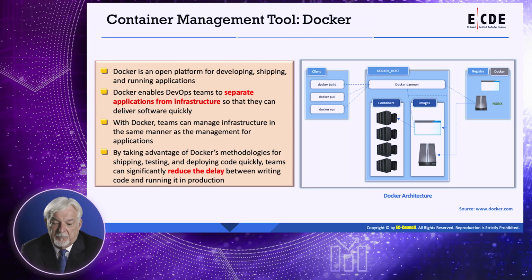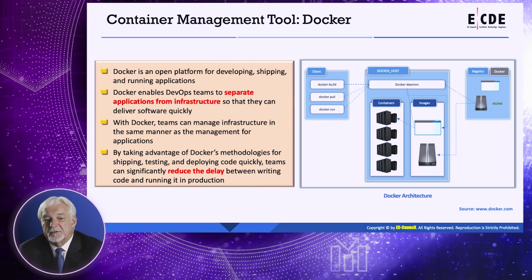Container management. When we talk containers, they're basically pared down environments for things to run in, applications or things like that. And one of the great container management tools is Docker. It's an open platform for developing, shipping, and running applications. Docker enables DevOps teams to separate applications from infrastructure so they can deliver software quickly. With Docker, teams can manage infrastructure in the same manner as the management for applications. In other words, you're defining your resources, think of calls and things like that within it.